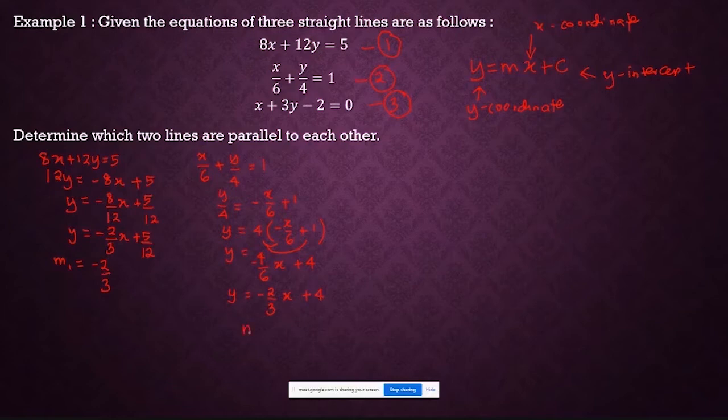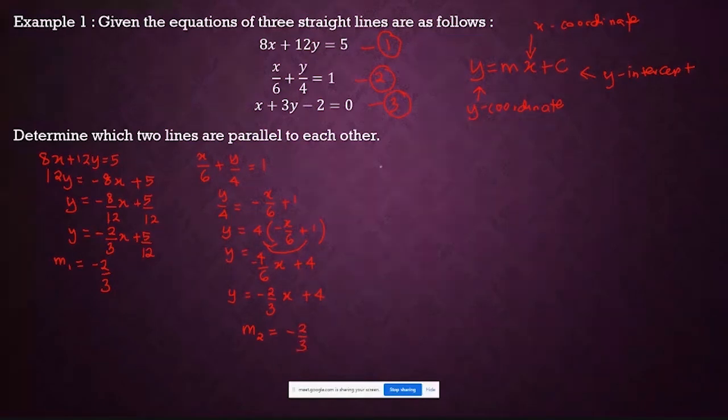So our m2, okay, because here I labelled this as line 2, so I can write this as m2 equal to negative 2 over 3.